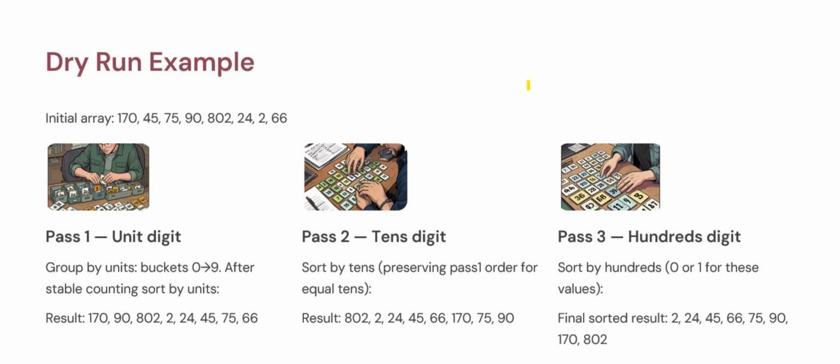The third loop builds the output array. Notice it goes from i equal to n minus 1 down to 0. That means right to left. This is what makes the sort stable. The last loop copies the output back to the original array.